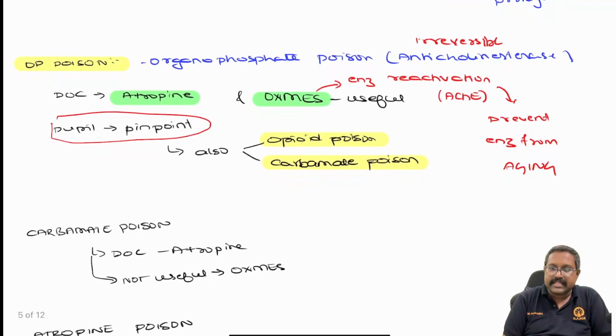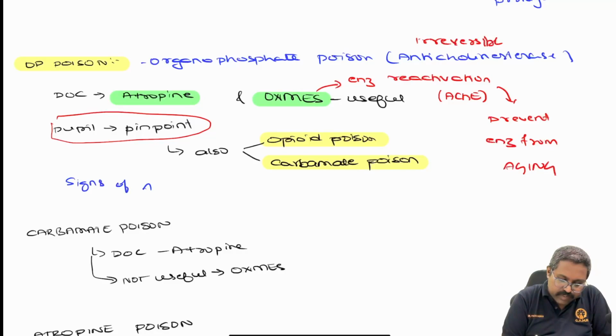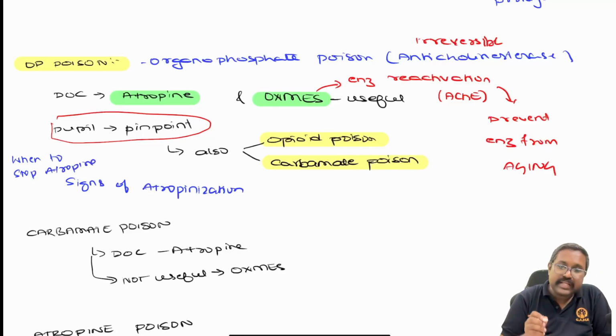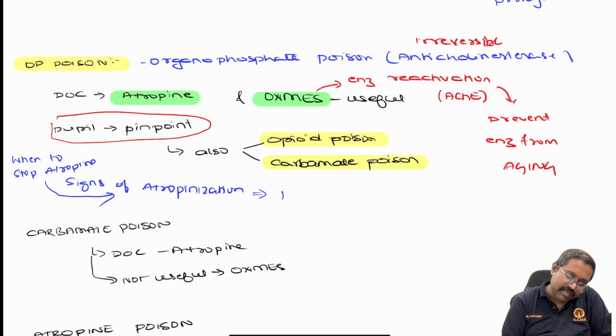And please remember that whenever you administer atropine, what will be the signs of atropinization? In your exams they can ask what the signs of atropinization are, or they will ask when to stop atropine. Usually atropine is stopped whenever you see the signs of atropinization. The basic sign you are going to see, the first feature, is that the pupil will be dilated.